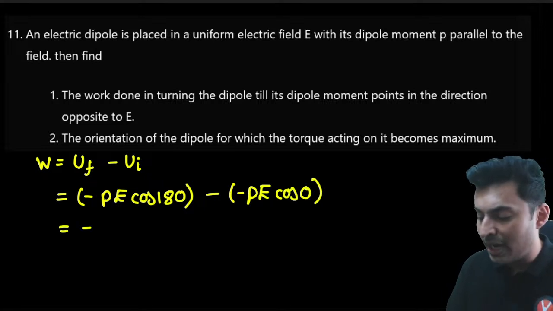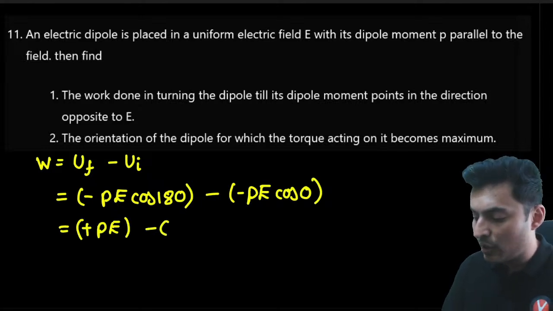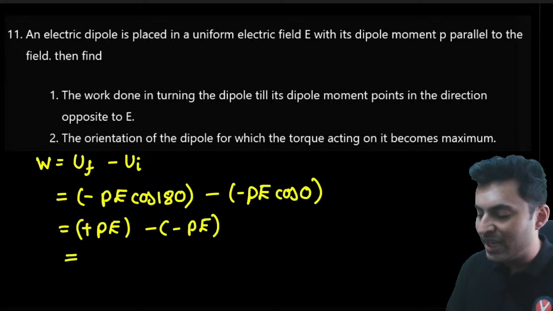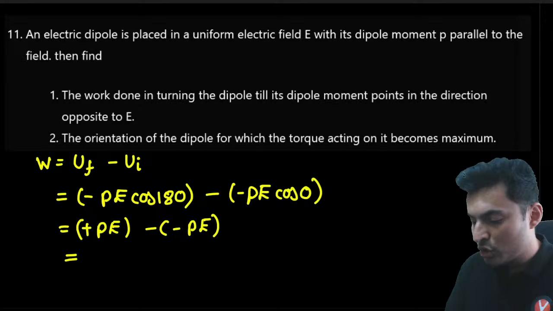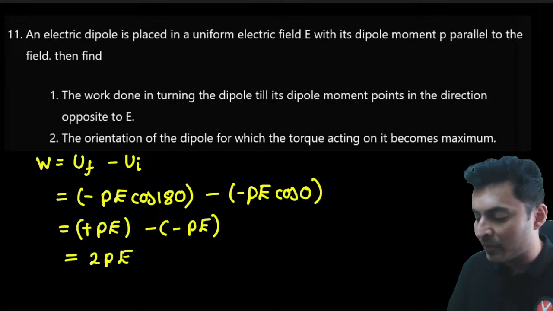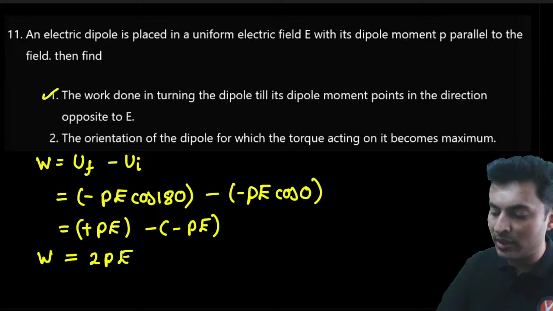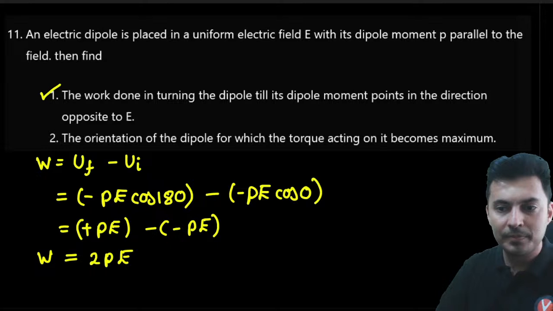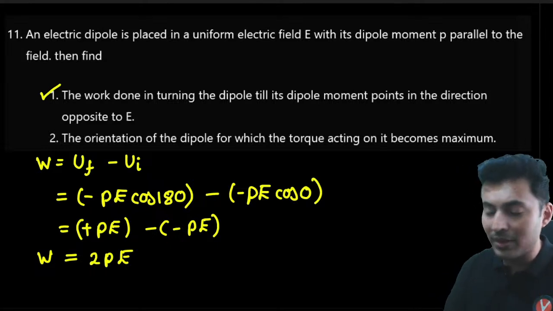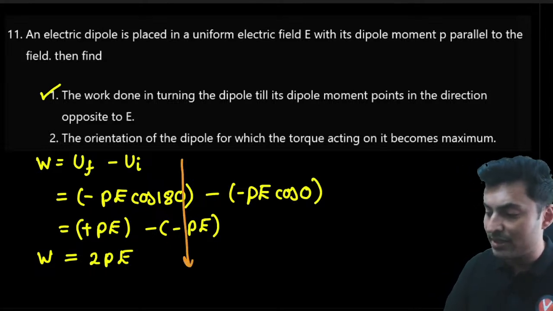Cos 180 will be minus 1, so it will become plus PE. Cos 0 is 1, so it will just remain as minus PE only. So it will become PE minus minus, becomes plus, so it will become 2 times PE. 2 times PE is the work done. So that is the answer for the first question. Everybody got it? Very good. That's how you are going to write it. Write it in steps. Don't skip any step.